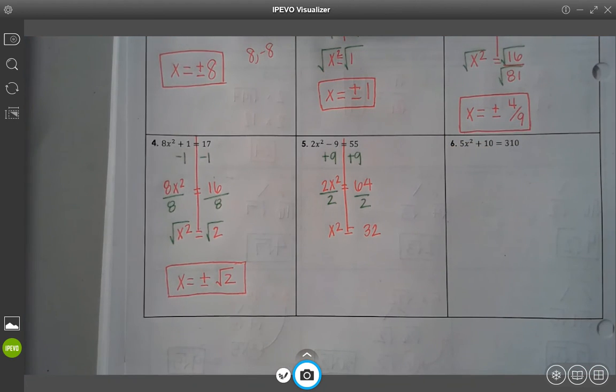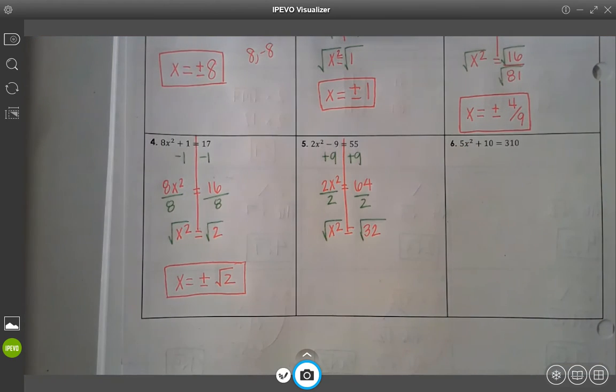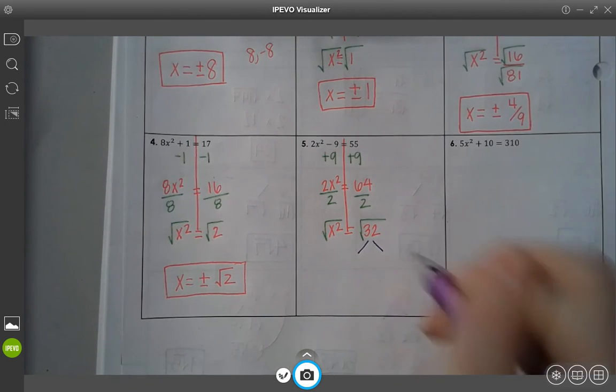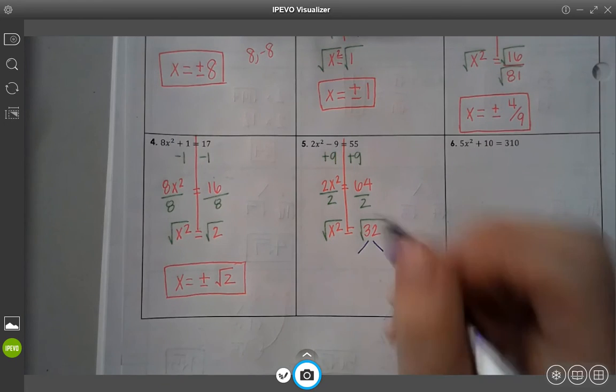Then what? Take the square root. Is 32 a perfect square? No. But can you divide 32 by one of those numbers on our list? Yep, you can. So you need to find the biggest perfect square that goes into 32. Now, we did do this example on the front side. Don't just copy it down. Pretend we didn't do this one. What's the largest perfect square that goes into 32? 16.